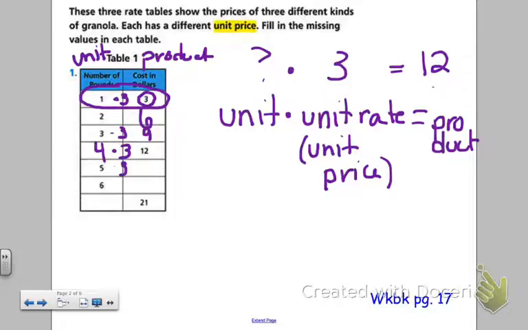Alright, 5 pounds of granola is $15. 6 pounds of granola would be $18. And of course, 7 pounds of granola would be $21. So you can see in the very middle here, each time I multiplied by the unit price. I showed you how I multiplied by 3 every single time.